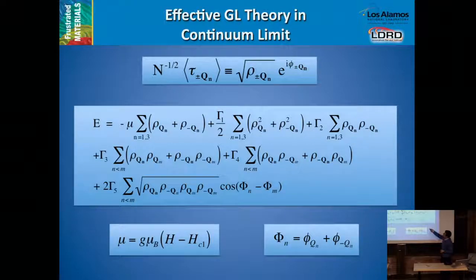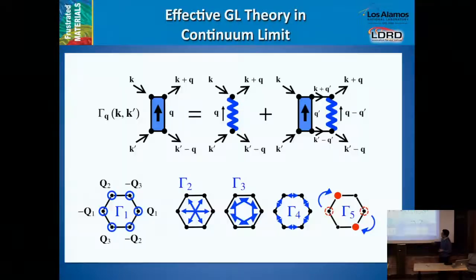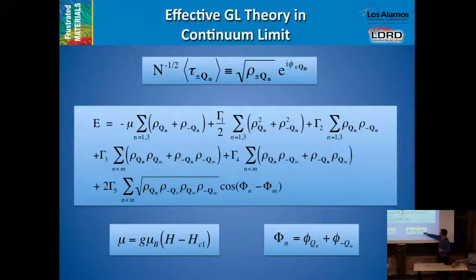Once we replace the operators by these z numbers, you end up with these density-density interactions that I was describing before, the first four vertices. And you can see that the last one, which is not a density-density interaction, this process, is the only one that contains some dependence on the relative phases of these condensates. What appears here is actually the symmetric combination of the phase for Qn and the phase for minus Qn. So this capital phi is the symmetric combination of these two phases.